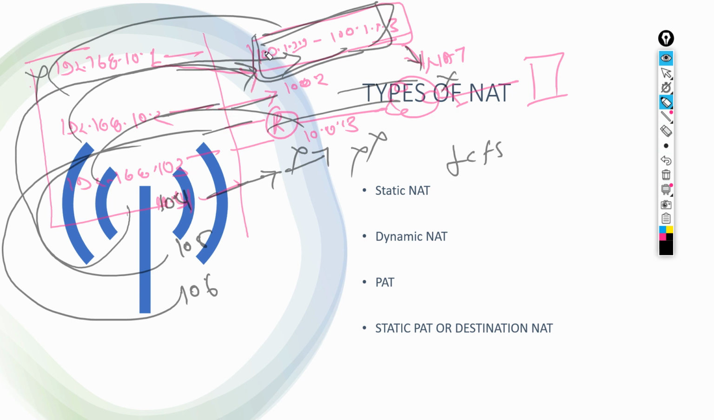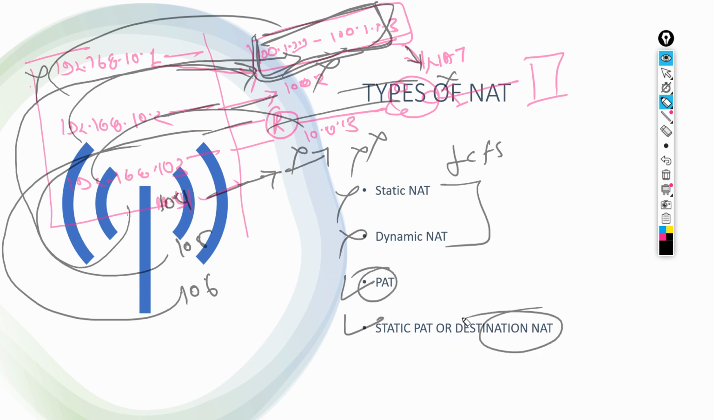Okay, but it should be a free public IP. That is also not in use. Static NAT and dynamic NAT both are not in use, but we will do them in practice. The ones in use are port address translation and the static NAT, or destination NAT. These are the two network address translations which we are using in our network.